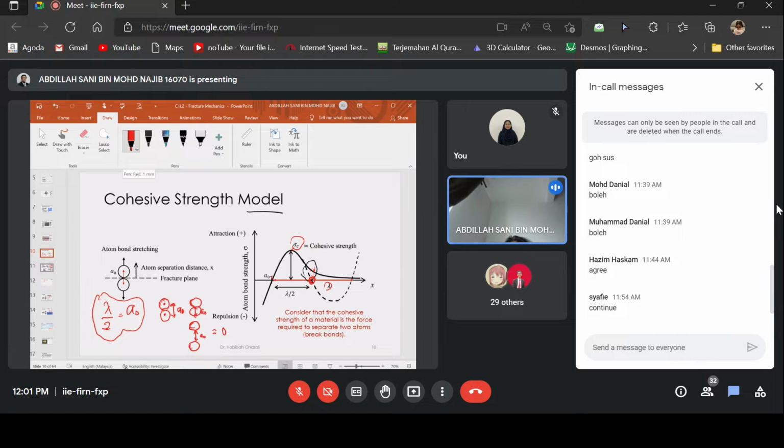Okay, this distance is assumed to be, or is taken to be, the same length as the interatomic space. That's the assumption. So that is where we get this very simple one.